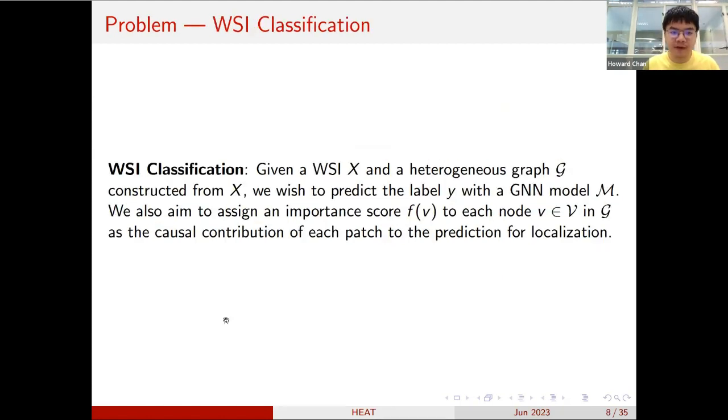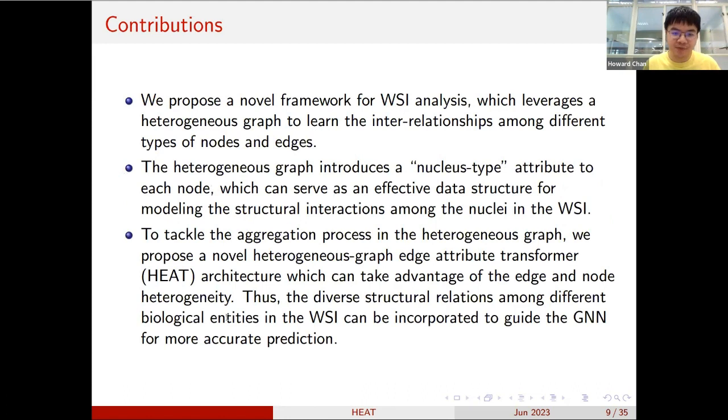We have the problem being whole slide image classification. That will focus on classification problems like whether the WSI has cancer, which type it is, and which stage it is. So given a WSI S and a heterogeneous graph G, we aim to predict a label Y with a general model M, basically our HEAT model. And then we also aim to assign an importance score to each node as the causal contribution of each patch to the localization. So here are the contributions, basically similar to the summaries.